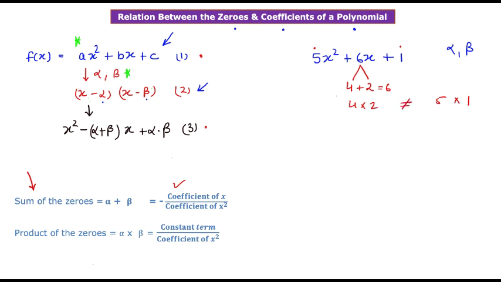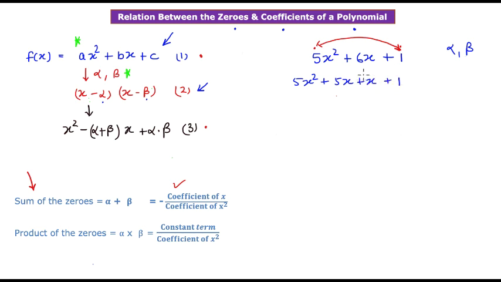So this won't work. That means I need to look for another combination, and one of those combinations could be 5 and 1, right? Because 5 plus 1 is equal to 6 and 5 times 1 is equal to 5, which is exactly the product we obtain for these two numbers, right? So that means I could easily write this expression as something like this: 5x squared will be written as 5x plus x plus 1.